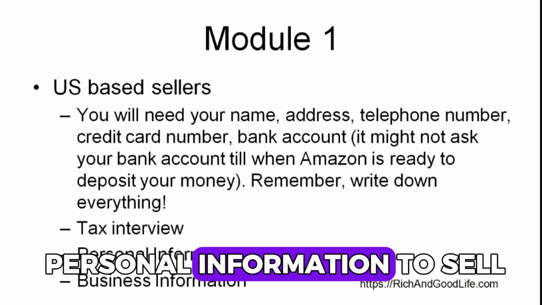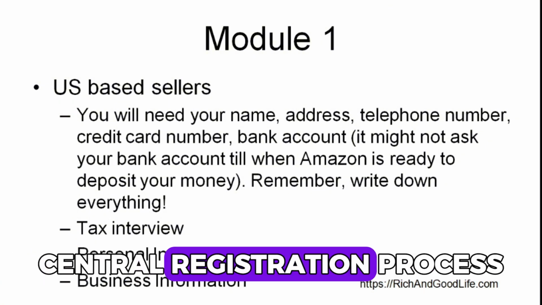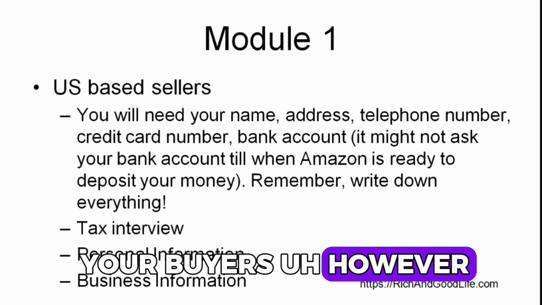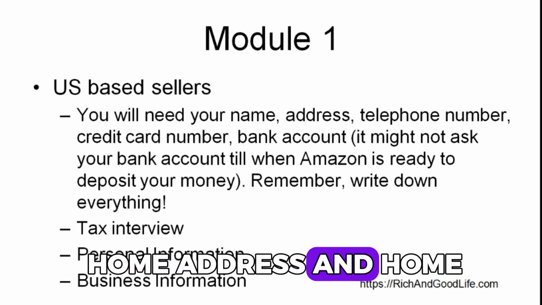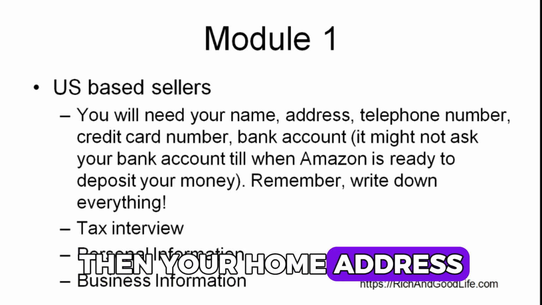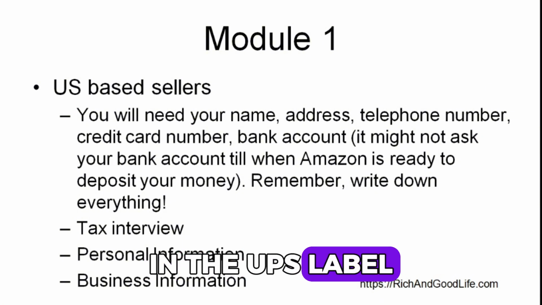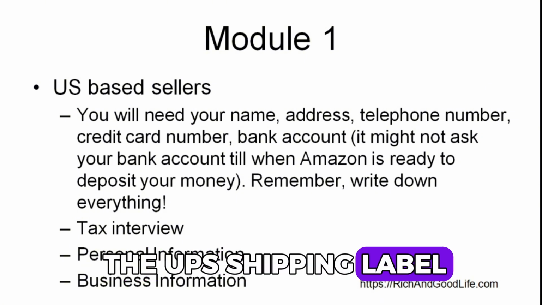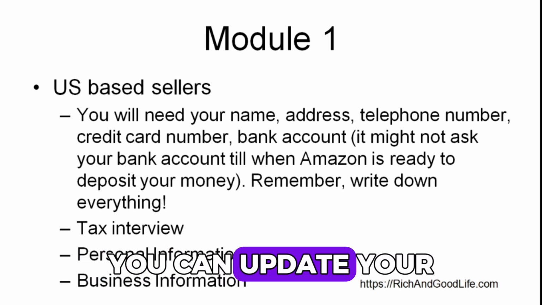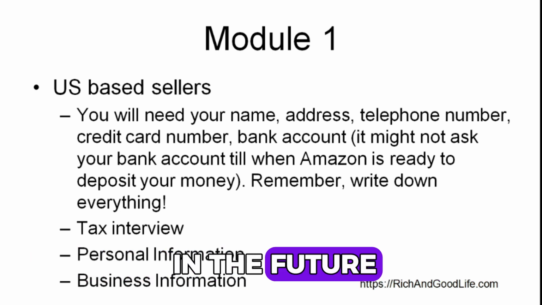You can use your personal information to sell on Amazon. Your personal information entered during the Seller Central registration process won't be disclosed to your buyers. However, if you use your home address and home phone number as the ship-from address, then they will be shown on the UPS, FedEx, or USPS shipping label. That's the only place they will show up. And then you can update your personal information to your business information when you have it in the future.